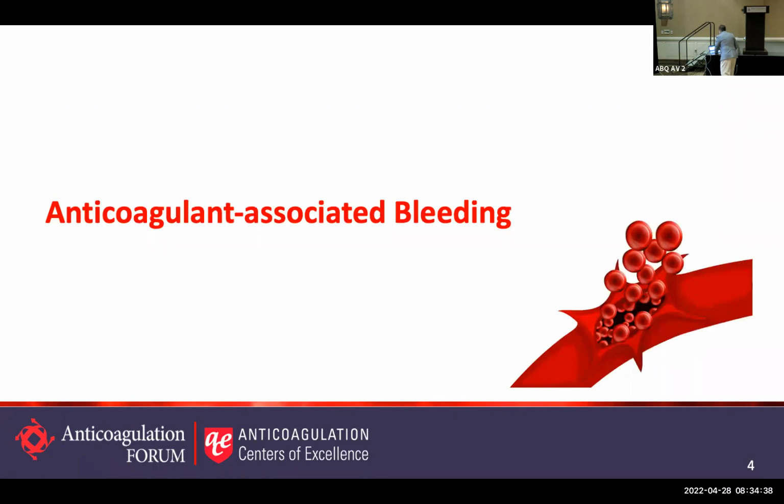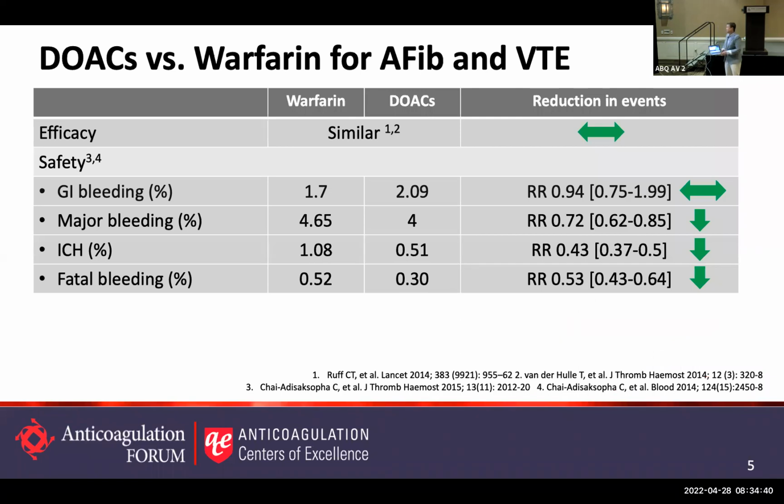All right, so we're going to dive right in and start by talking about anticoagulant-associated bleeding. And the reason that DOACs now dominate the market is because of data like this. So this is meta-analytic data from all of the large randomized controlled trials comparing direct oral anticoagulants as a class to warfarin for atrial fibrillation and venous thromboembolism. And what you can see in that top row there is that in regards to efficacy, okay, this is preventing or treating thromboembolic events, these two classes of drugs are equivalent. DOACs are no better essentially than warfarin.